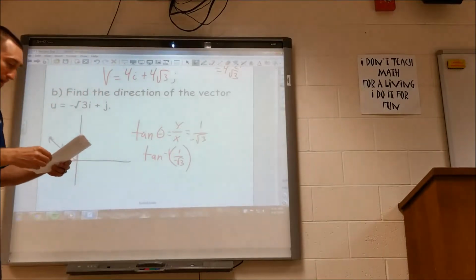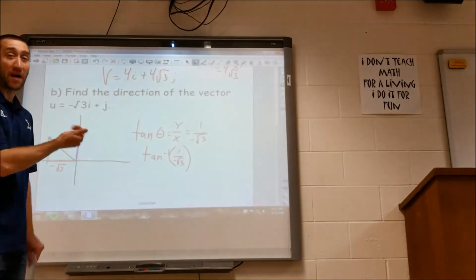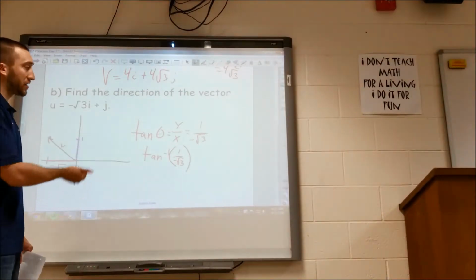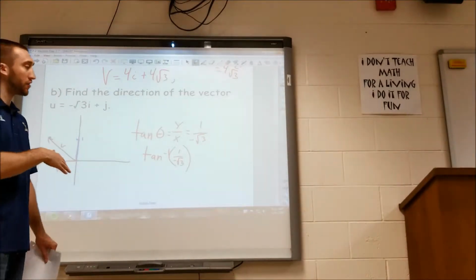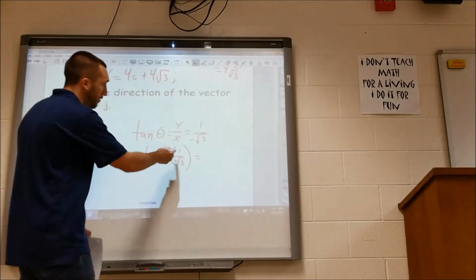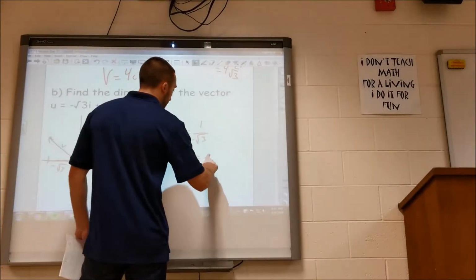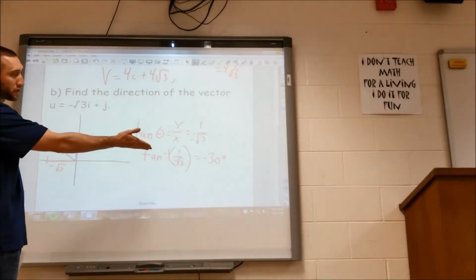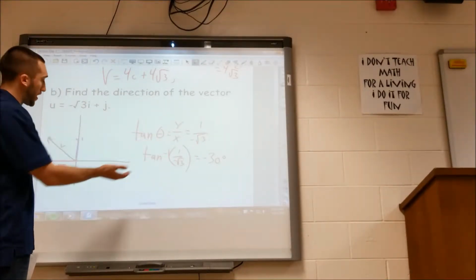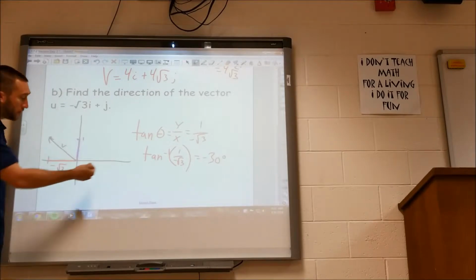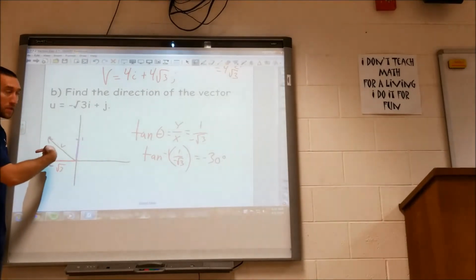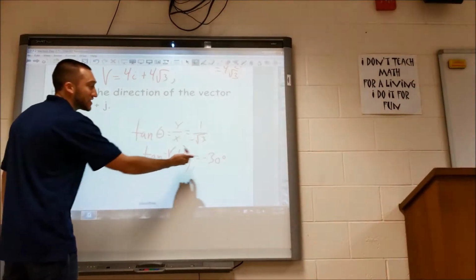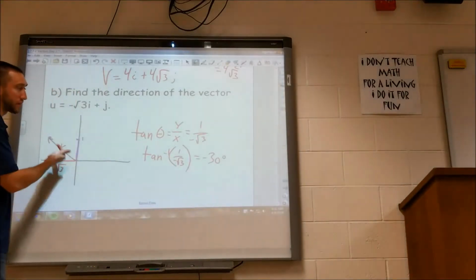Okay, and if we do that, you can have this in degree mode. Probably better to have it in degree mode, right? Because radian is going to give us a decimal. We're not going to understand what it means. But in degree mode, if you were to do this, you get negative 30 degrees. Well, negative 30 degrees doesn't make a whole lot of sense to us, right? Because we're not in the fourth quadrant. We're actually in the second quadrant. But that makes sense because tangent is negative in the second quadrant, if we remember.